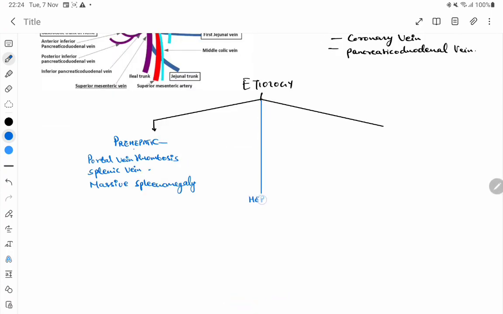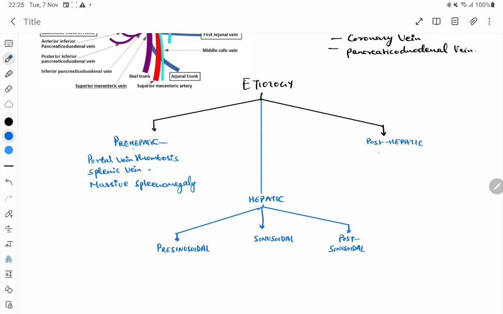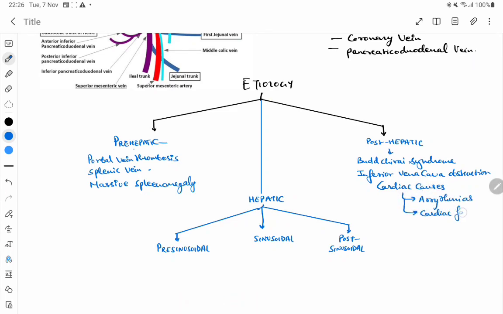Understanding the hepatic causes. Hepatic causes are again divided into three types: pre-sinusoidal, sinusoidal, and post-sinusoidal. Post-hepatic causes could be Budd-Chiari syndrome and inferior vena cava obstruction. Cardiac causes may be things like arrhythmias, pericarditis, or cardiac failure.